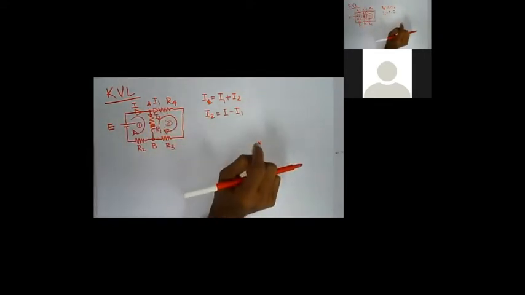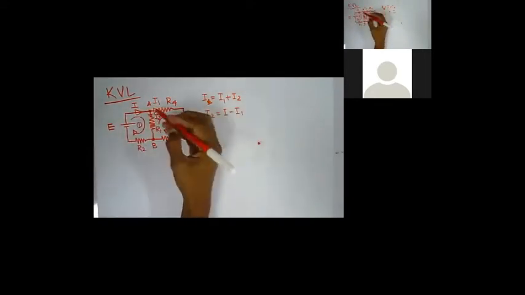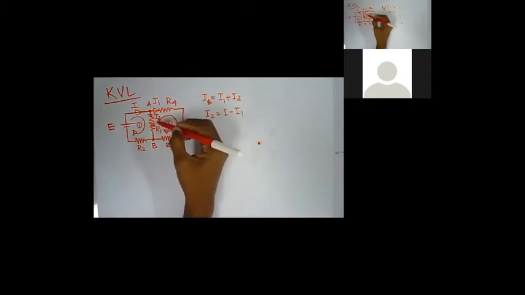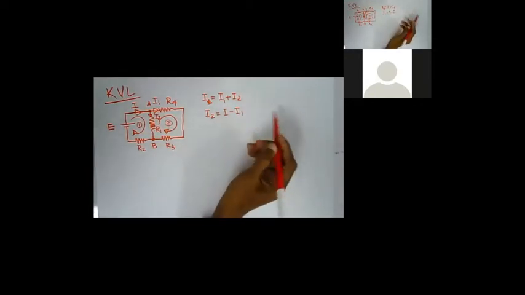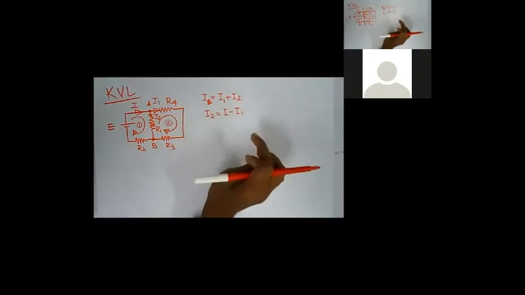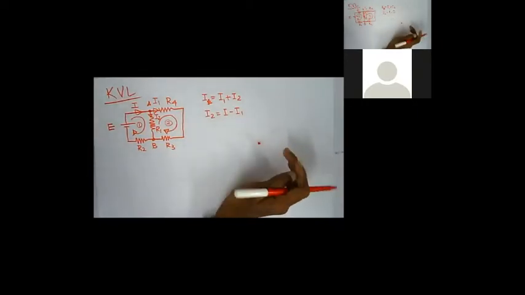Am I right? So I have only two unknown currents. One is I, the other one is I1. If I know I and I1, I can simply calculate I2, which is I minus I1, right? So this comes from Kirchhoff's current law.